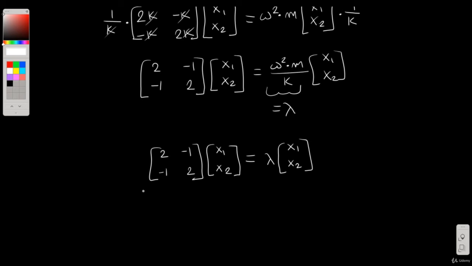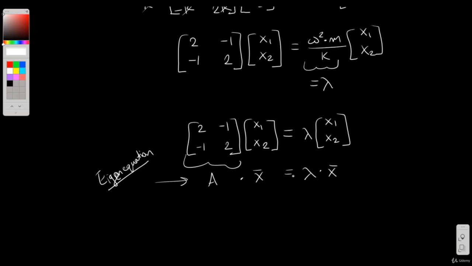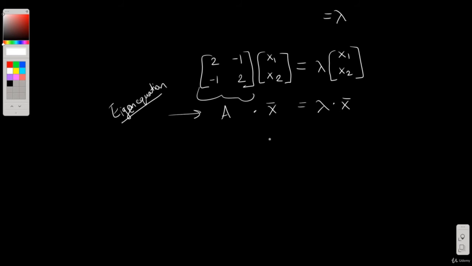Right? So I have here A times x, so this is like my vector x, equal to lambda times the same vector x. And so this is an eigenequation. All right. Now, you should recall how to find the eigenvalues and the eigenmodes of a linear algebraic expression like this one, so an eigenequation like this one.